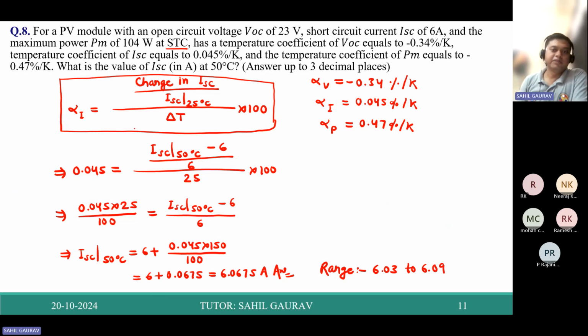Since this current has positive temperature coefficient and your value at this standard temperature condition is 6 ampere, you will get at 50 Celsius is always higher because it is positive temperature coefficient, so you will get 6.06 ampere. So you remember this temperature coefficient expression, change in ISC upon ISC at given value upon delta T into 100. So it is quite easy.